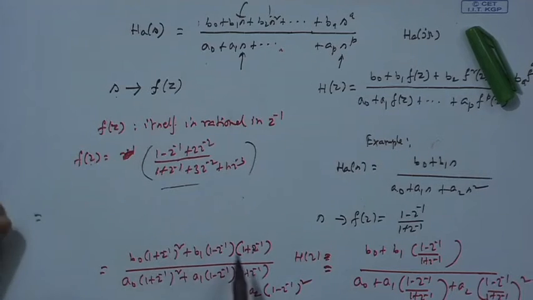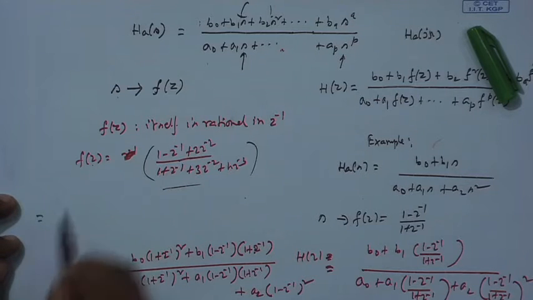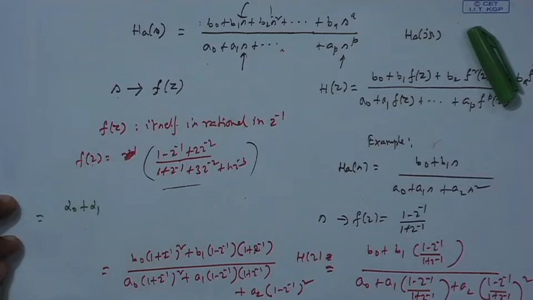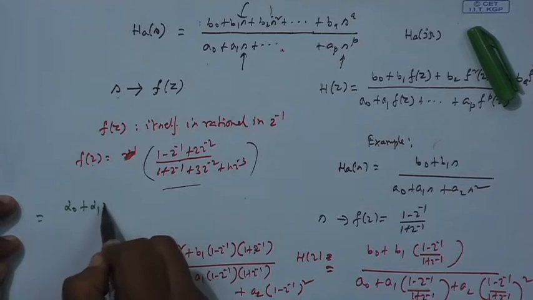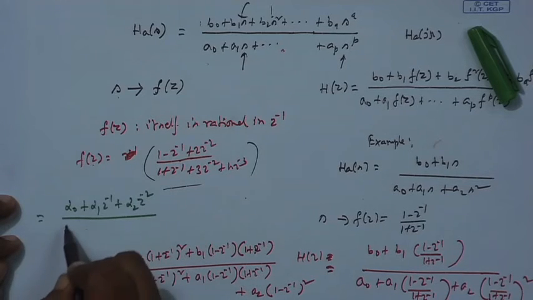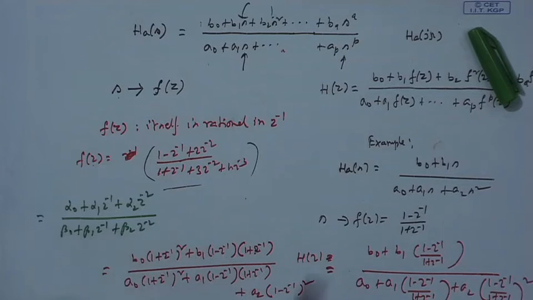So, you will go up to what? Z inverse squared. So Z inverse 2 here, also Z inverse 2 there, right. So you will get something like maybe alpha 0 plus alpha 1 Z inverse plus alpha 2 Z inverse 2, divided by maybe some beta 0 plus beta 1 Z inverse plus beta 2 Z inverse 2. This is what you will get.